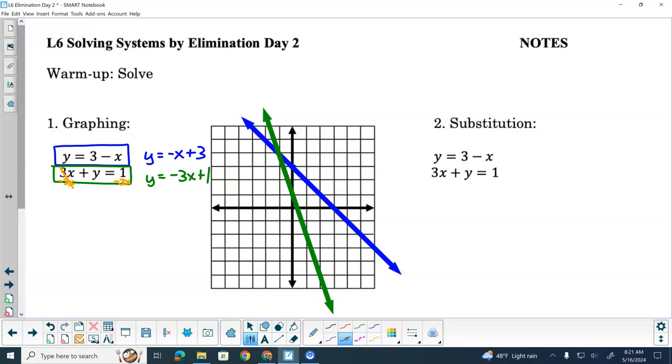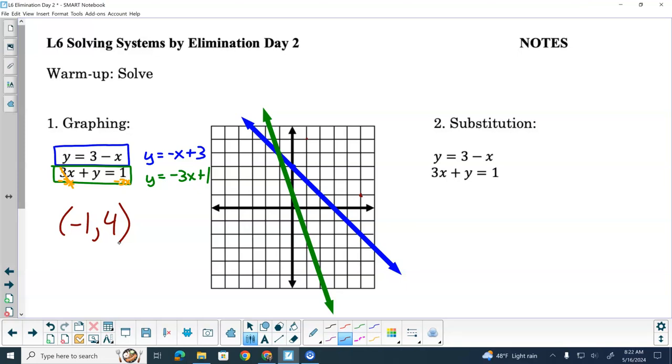Five comma 1 would be 1, 2, 3, 4, 5, comma 1 would be way over there. 1 comma 5 would be 1, 2, 3, 4, 5 up there. Which way do we go to get negative 1? Okay, that gets me over there, and then how many up? 2, 3, 4. There we go. Okay.